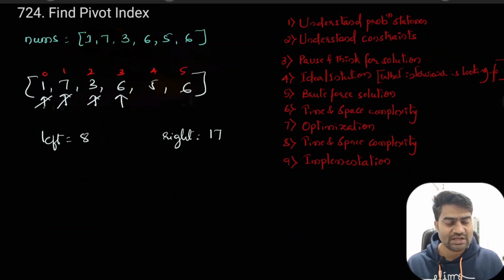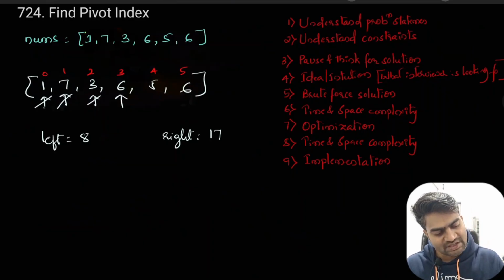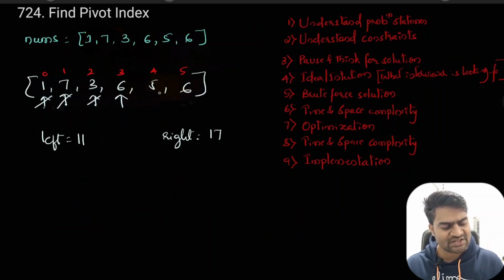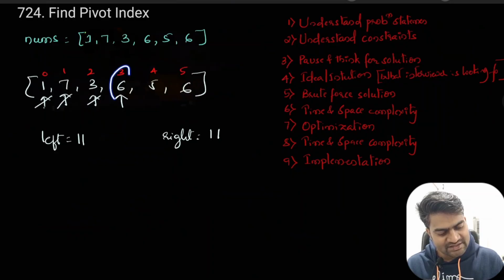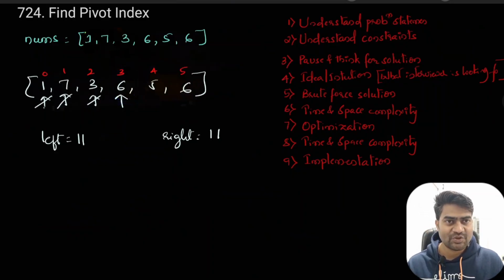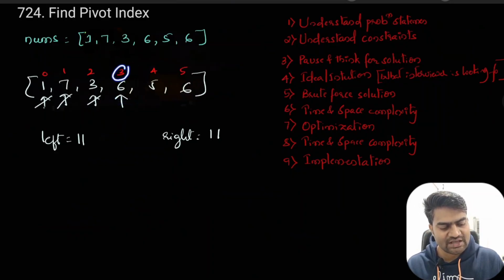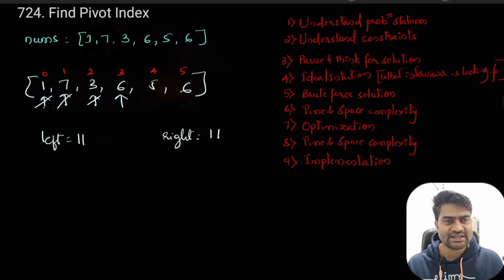Now I will move to the next number. Now if you see, this is our prefix sum, this is our suffix sum. So now if you sum up the prefix sum, it is going to be 1 plus 7 plus 3, which is 11, and the suffix sum is 5 plus 6, which is 11 again. So now our left side sum and the right side sum are the same, which is 11. So if that is the case, then this is our intended pivot index. Then we need to return our index value, which is 3.